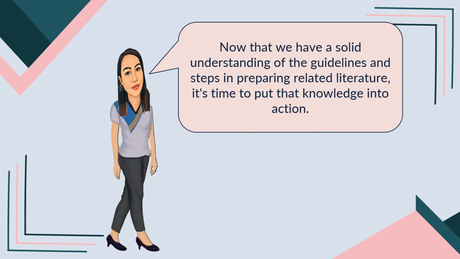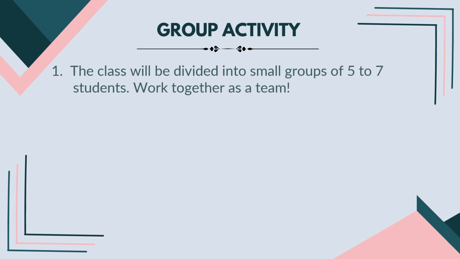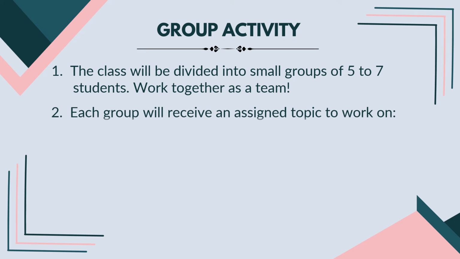Now that we have a solid understanding of the guidelines and steps in preparing related literature, it's time to put that knowledge into action. The class will be divided into small groups of 5 to 7 students. Work together as a team. Each group will receive an assigned topic to work on.